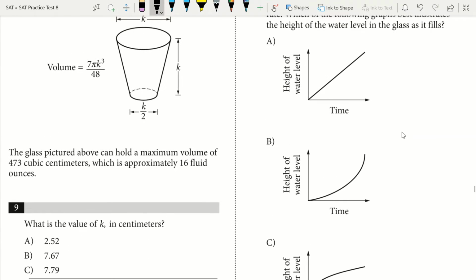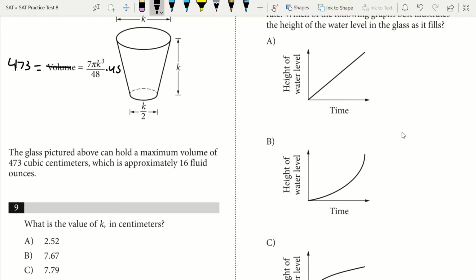I'm given the volume of this little can type thing. So the glass pictured above can hold a maximum volume of 473 cubic centimeters, which is approximately 16 fluid ounces. What is the value of K? Alright, well then I know my volume here, right? That's going to equal that 473. So now I just solve for K.